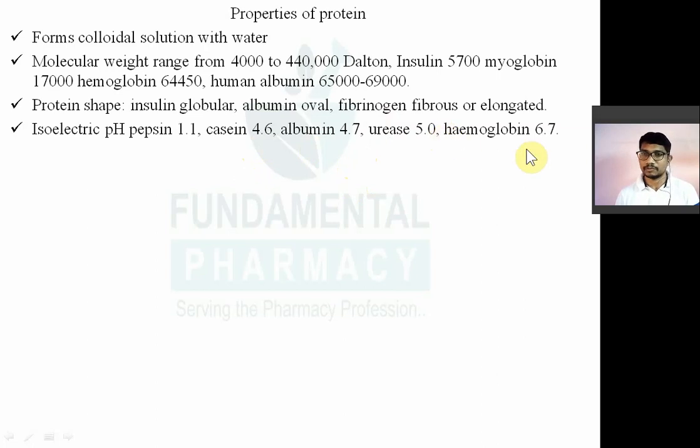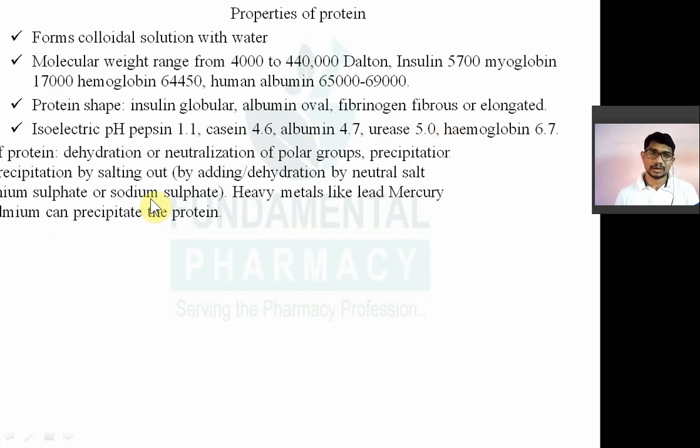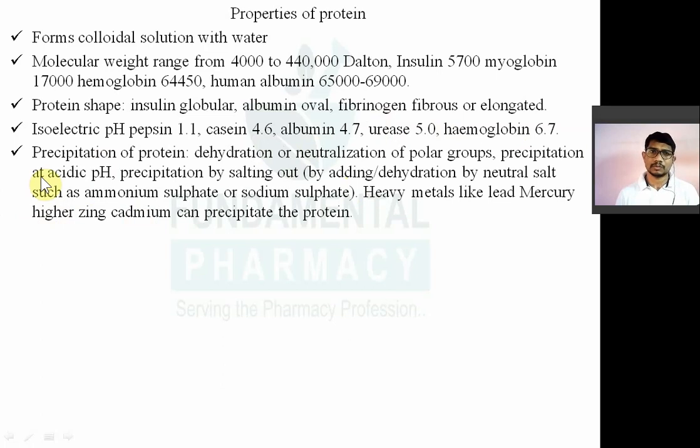Hemoglobin will have a 6.7. That is another property. Now, precipitation of protein. Protein can be precipitated by different methods, by dehydration or neutralization reaction of polar groups. Whatever polar groups are there in the protein structure can be dehydrated or neutralized, so that the protein will be precipitated.